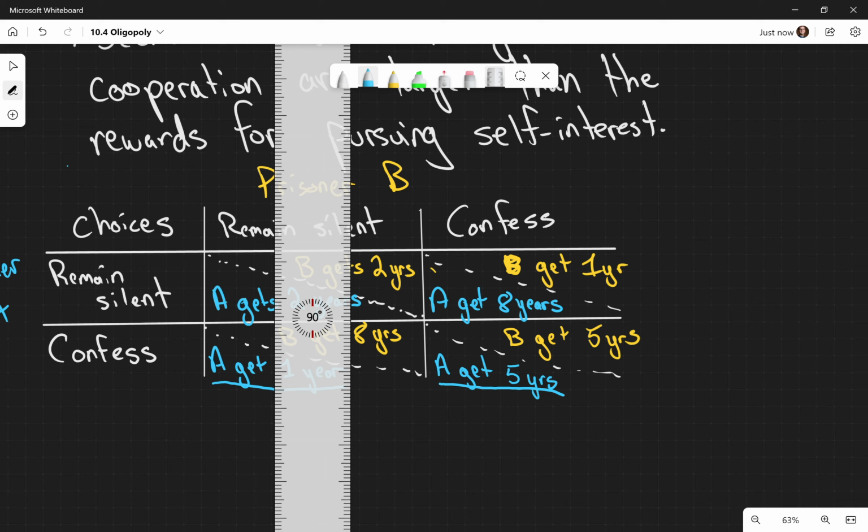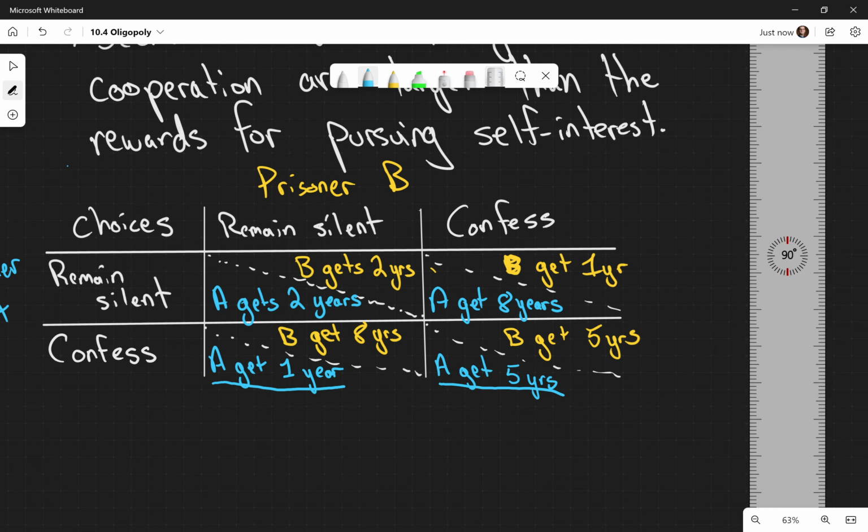So, given the fact that regardless of whether prisoner B decides to remain silent, if prisoner B decides to remain silent, I want to confess as prisoner A. If prisoner B decides to confess, I want to confess as prisoner A. So as a result, my dominant strategy as prisoner A is to confess, right? So this is what's called my dominant strategy.